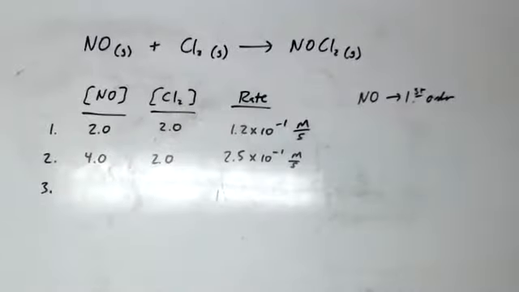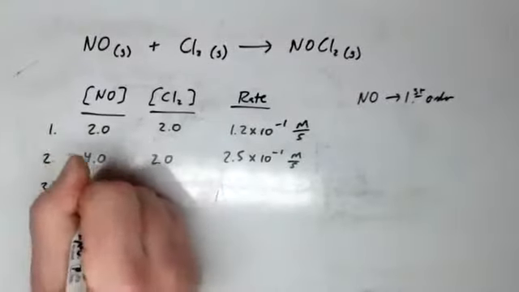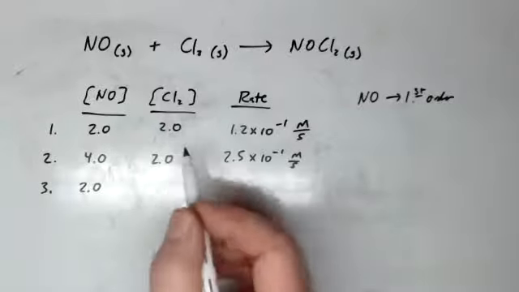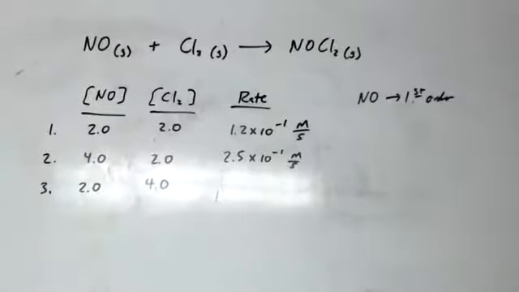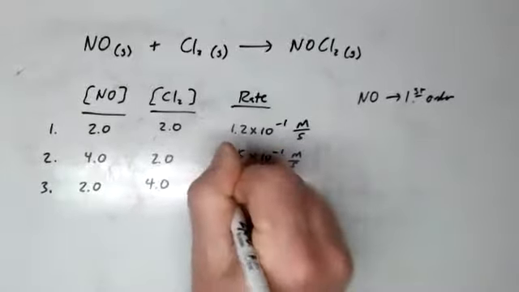We're now going to go on to a third experiment, and referring to the original baseline, I'm now going to go back to that for NO. So NO is going to be 2.0 molar, just like it was in our baseline first experiment. This time, I'm going to double the Cl2. Now, what do you think is going to happen here? Well, let's say we get this.